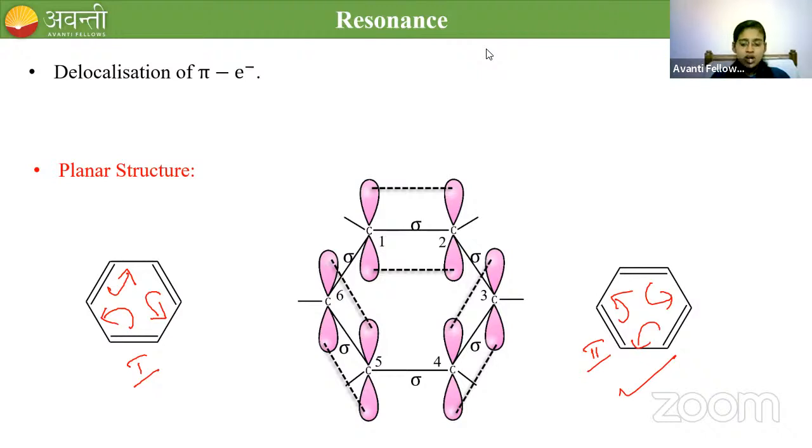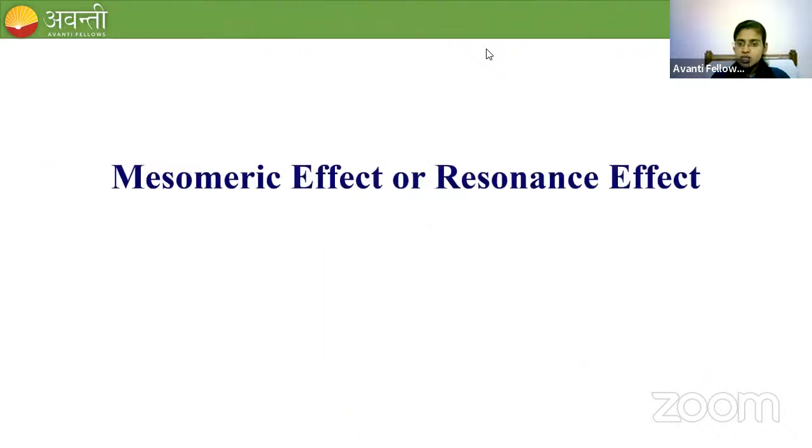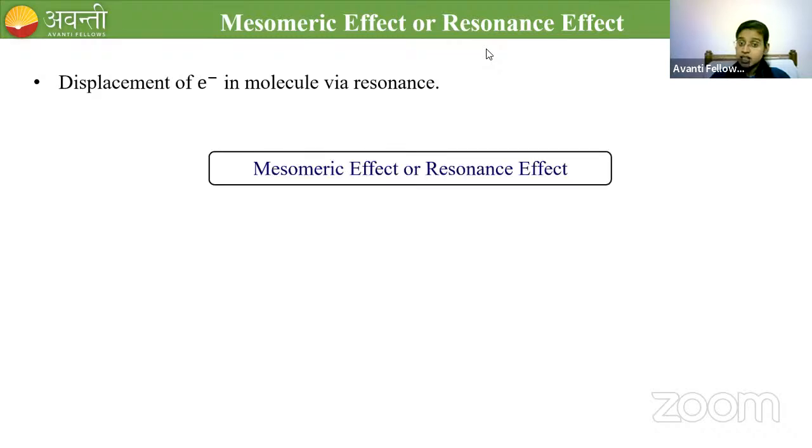Using this concept, we are going to learn the resonance effect, which is otherwise called the mesomeric effect. As we have studied, the displacement of electrons in a molecule through resonance is called the resonance effect, and this effect has two types, like the inductive effect.